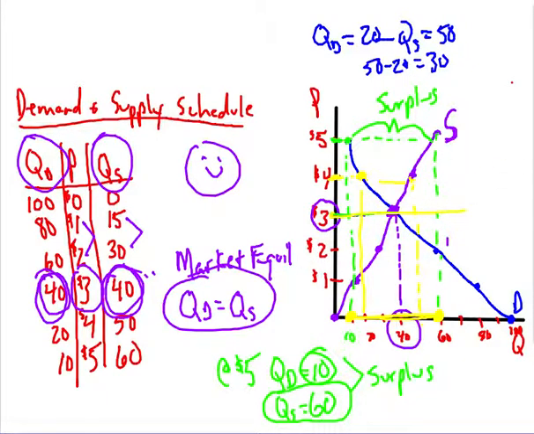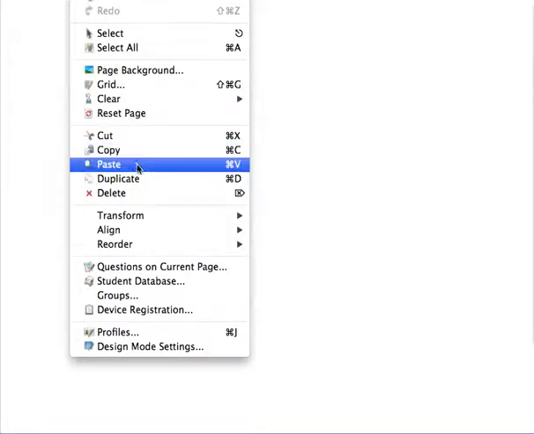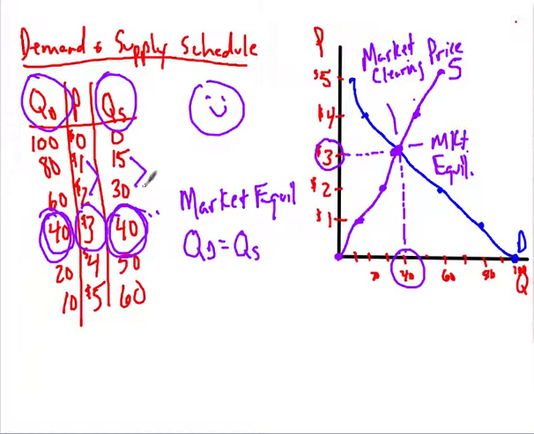All right. Let's go over to, let's see if I can, paste, see if we get lucky. All right, perfect. So that was a surplus. That's what happens when we have a surplus. Let me get rid of this real quick.